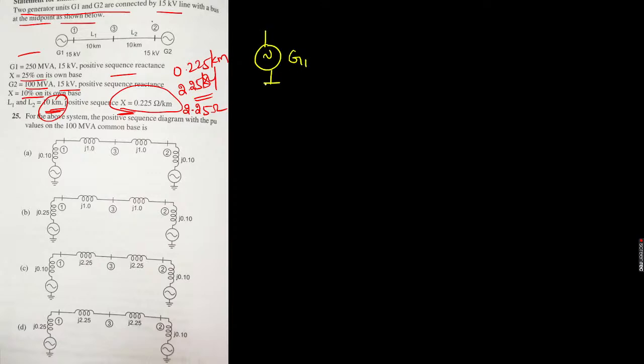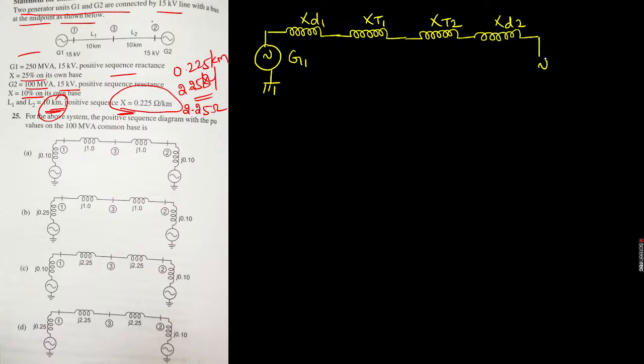Generator 1 is connected with the ground. It will offer positive per unit reactance. Let me consider it as XD1. Then transmission line 1 will offer some reactance XT1, transmission line 2 will offer some reactance XT2, and generator 2 will offer some reactance XD2. There will be no transformer in our line, so we don't need to be bothered about the transformer. That's all. Shall we proceed now?